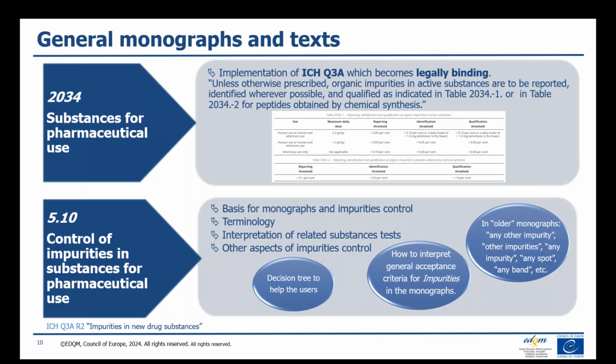Then, I already mentioned it, there is a general text on the control of impurities in substances for pharmaceutical use, which is also quite important because it gives you some terminology, and it is also helpful to interpret some of the related substances tests. This is especially true in all the monographs where, for example, we don't have the same wording. We use the terms any other impurity, other impurities, or any spots. But I will show you an example later.